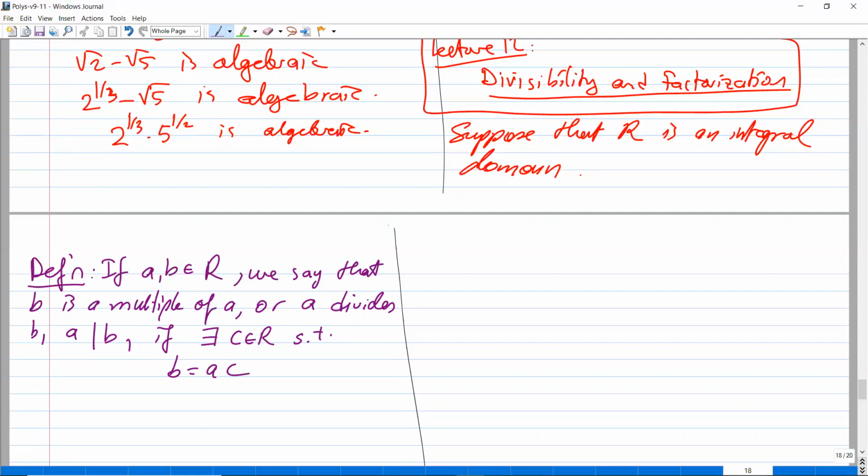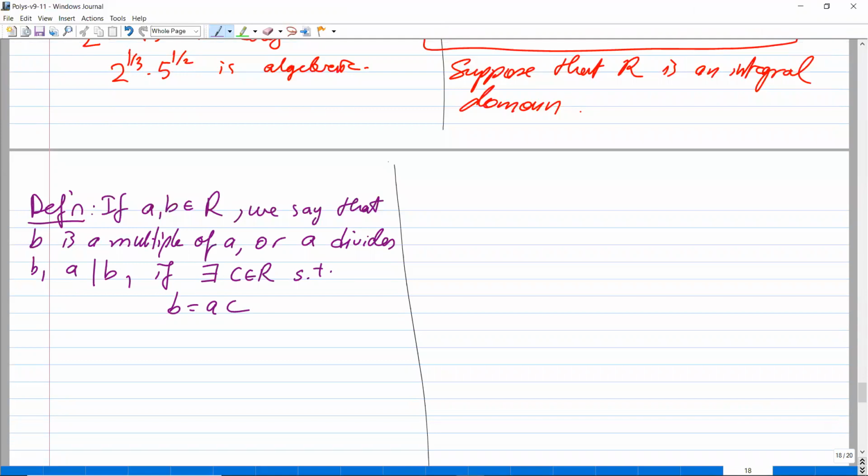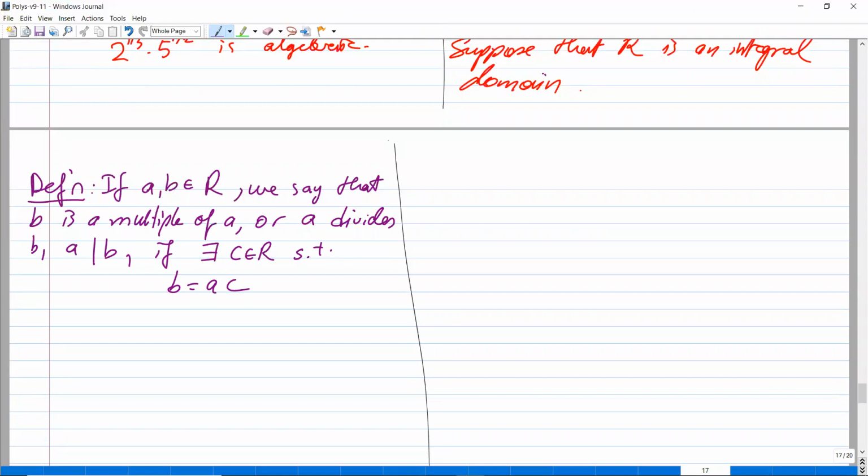Just like in the integer case. So for example, 3 divides 6, because we can write 6 as 3 times 2. So if we can write B as a product of A times C, then we say that A divides B, and also C divides B, of course, in that case.